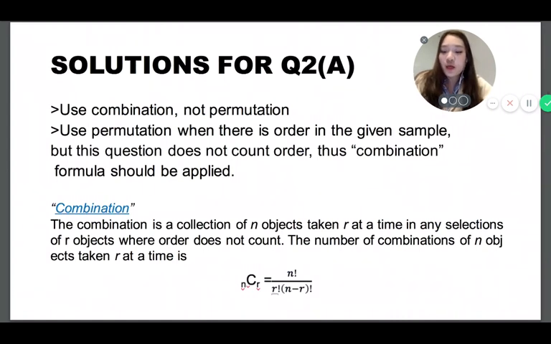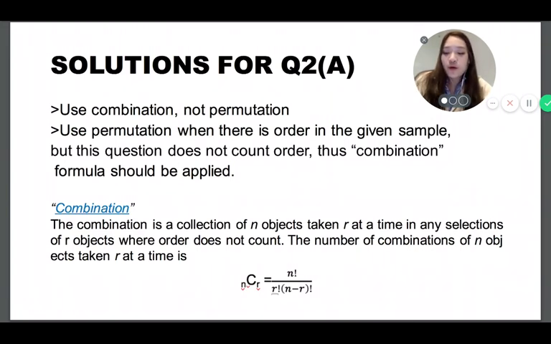Here's the solution. The most important part here is that we have to use combination, not permutation. This is because permutation is only used when there is order in the given sample, but this question does not count order. So combination formula should be applied.